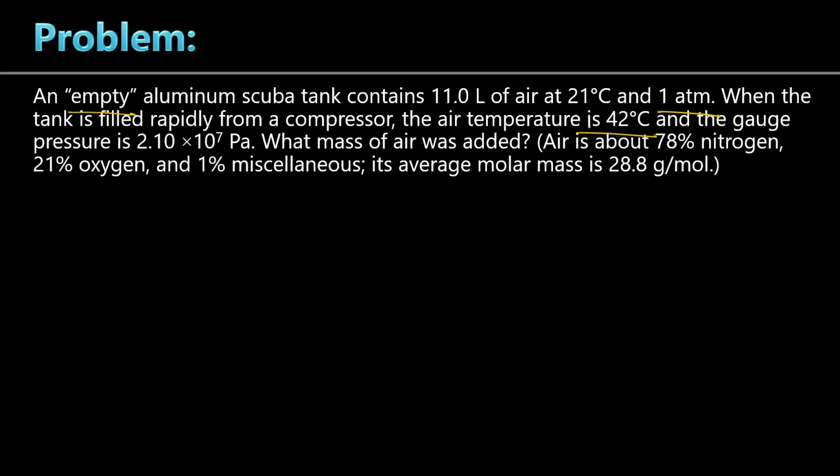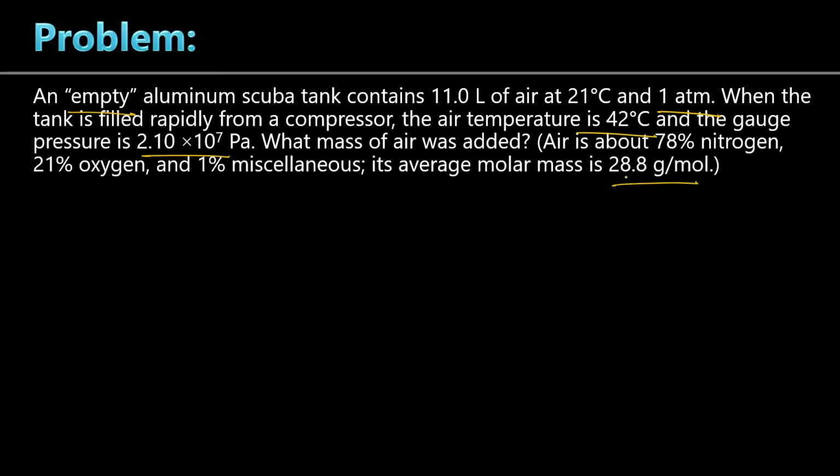And of course, the pressure inside would also increase kasi nga, dinagdagan mo siya ng hangin. Sabi niya, the gauge pressure is 2.1 times 10 to the 7 pascals. Tanong, ano daw mas ng air ang nadagdag? At dahil nagdagdag tayo ng hangin doon sa loob ng scuba tank, itinatanong ngayon gaano karami yung hangin na nadagdag. Sinasabi niya pa dito na air is about 78% nitrogen, 21% oxygen, and 1% miscellaneous. So pag kinumpute mo yung molar mass ng air, ang average molar mass is 28.8 grams per mole.